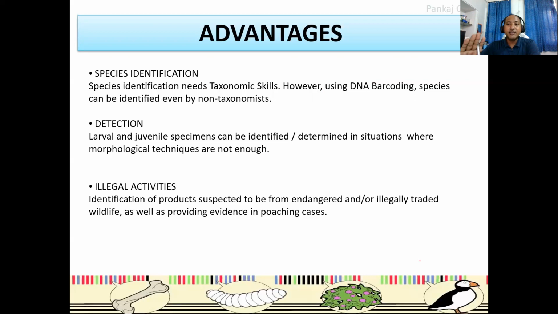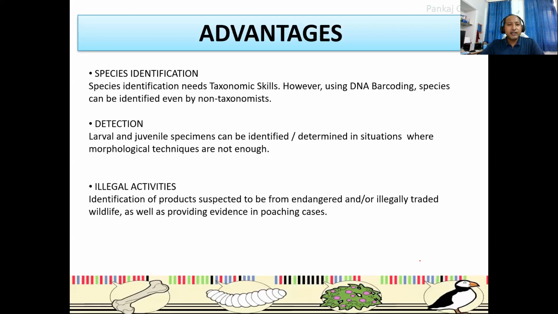The only condition is someone must have deposited the sequence earlier in the database. Then only the significant match will be found. Now, this is the advantage, because without having some good taxonomic skill, you can go for species identification.